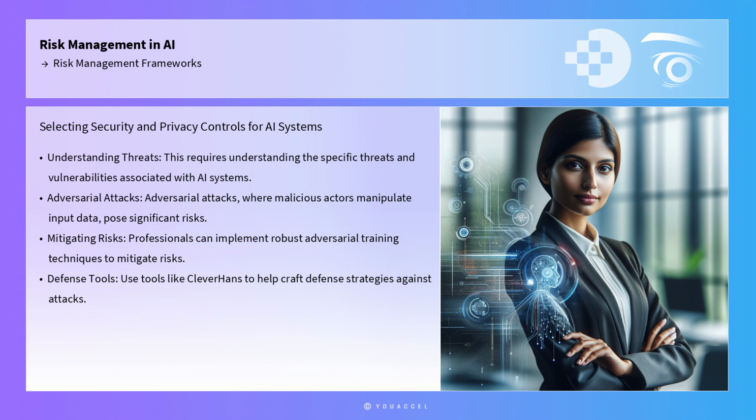Once the system is categorized, the next step involves selecting appropriate security and privacy controls. This requires understanding the specific threats and vulnerabilities associated with AI systems. For instance, adversarial attacks, where malicious actors manipulate input data to deceive AI models, pose significant risks. To mitigate such risks, professionals can implement robust adversarial training techniques and use tools like CleverHands, an adversarial machine learning library that helps in crafting defense strategies against these attacks.